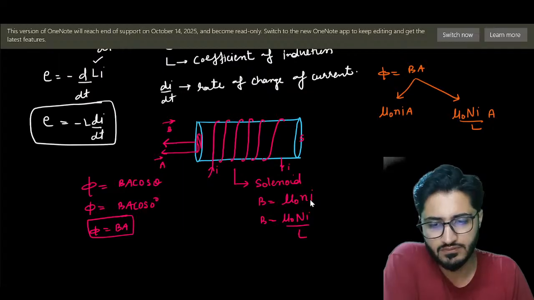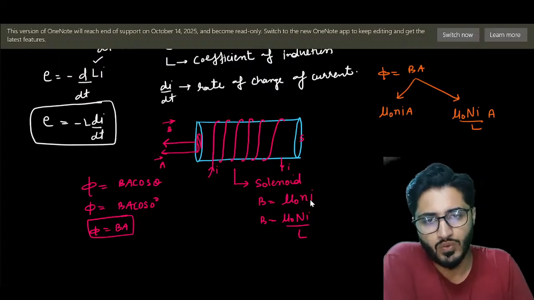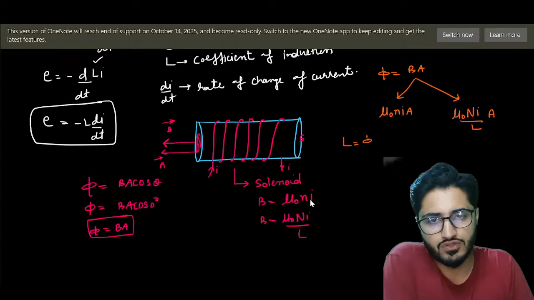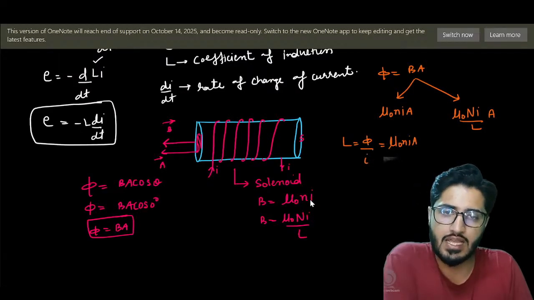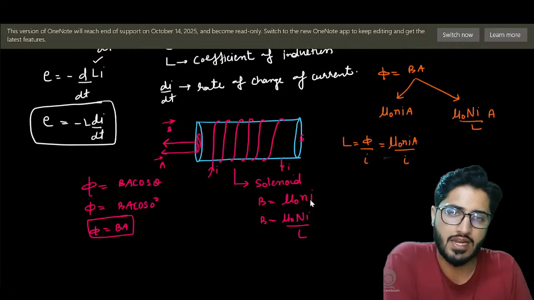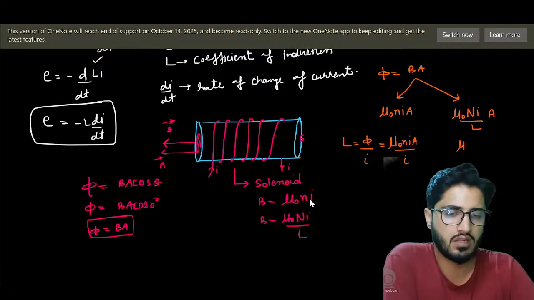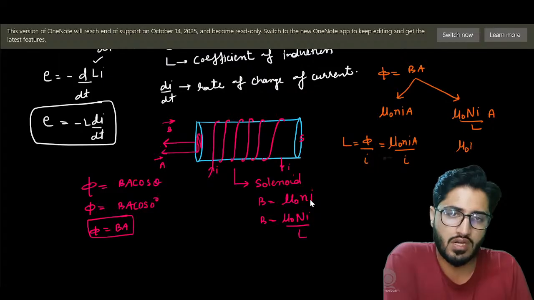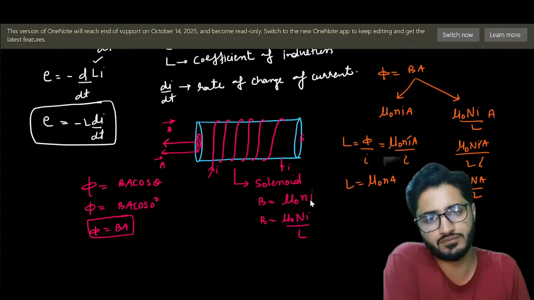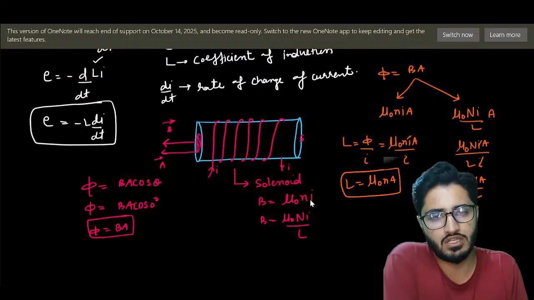Done? Clear now? So what is L now? Sir, L equals phi by I. So it is equal to mu naught N I A by L into I, I cancels out. So L came out to be mu naught N A by L. These two equations.